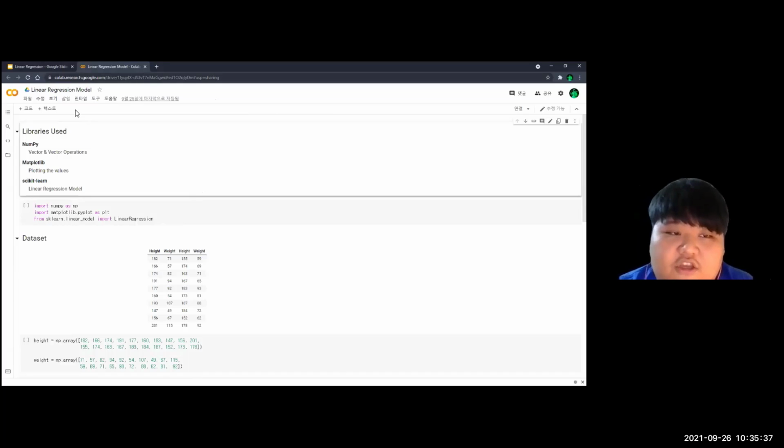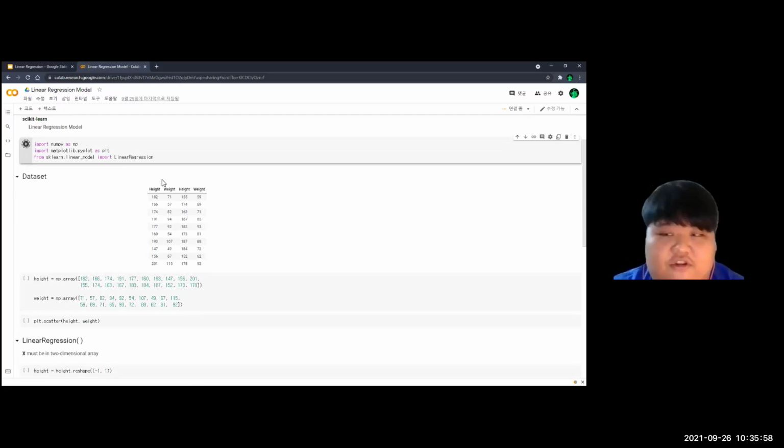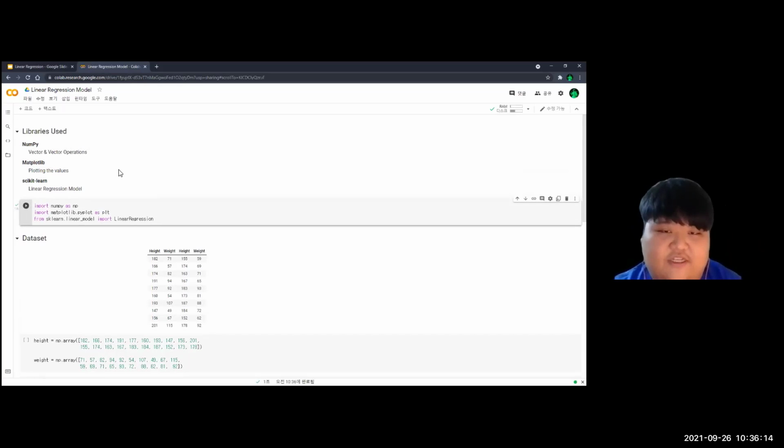So we're gonna use these Python libraries. First, NumPy for generating arrays, vectors, and doing vector operations. And next, Matplotlib for plotting the values, and scikit-learn for loading our linear regression model. So we're gonna import it. It takes some time for initializing and connecting to the Google server, but we can wait for that. So it is connected to the Google server and now loaded those Python libraries.